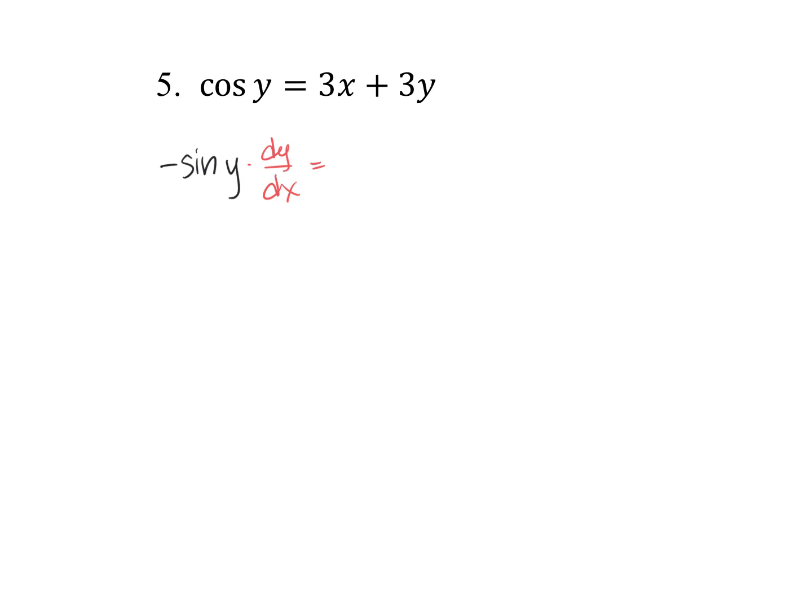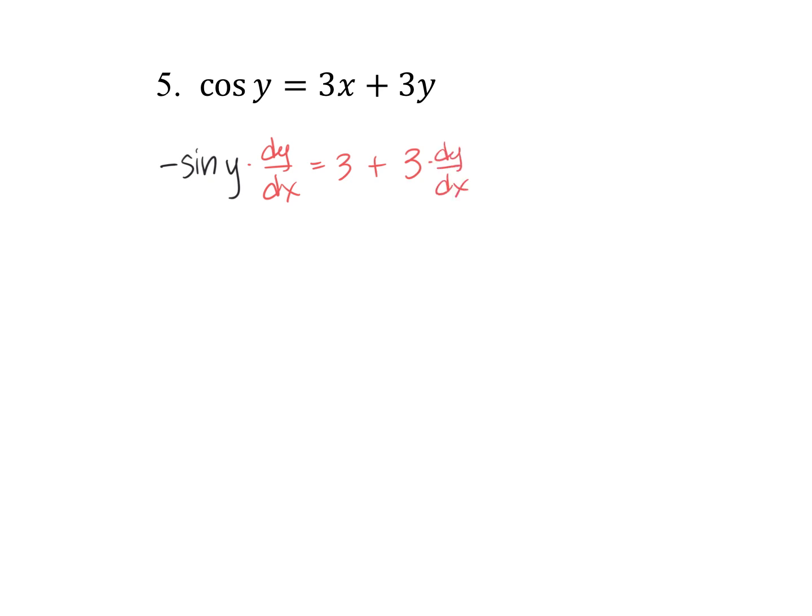We just used the chain rule with implicit differentiation right there. Awesome. Now we just keep going. Derivative of 3x: 3, we feel good about that. The derivative of 3y: 3, and then the derivative of a y is dy/dx.